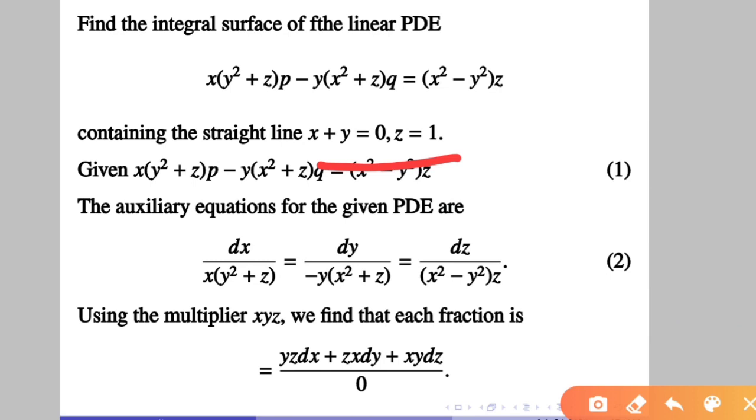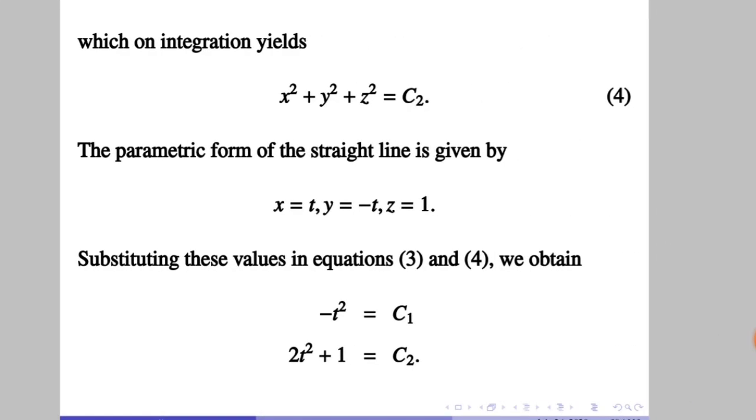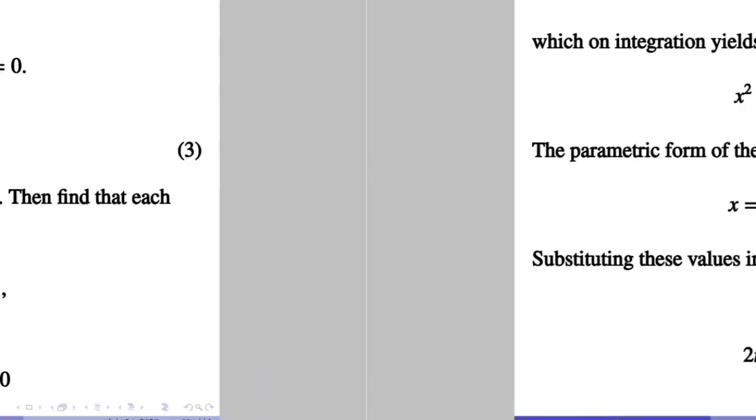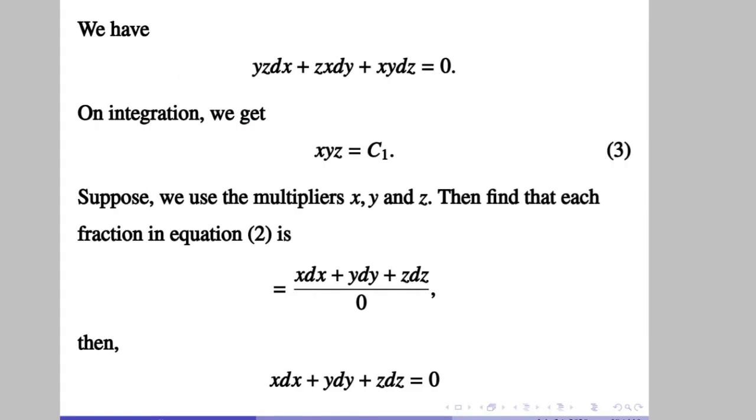z equal to 1 is given, and using this, x plus y is equal to 0, so you can take y is equal to minus x, or x is equal to minus y. You take one variable as a parametric form t, and the other variable you can directly find. So here x is equal to t, then y is equal to minus t. z equal to 1 is already given. So we are substituting here the first value, x, y, z is equal to c1. So x, y, z equal to c1 means x is t, y is minus t, and z is 1.